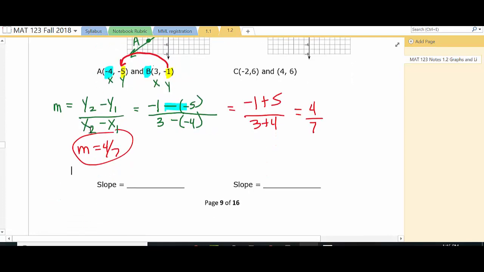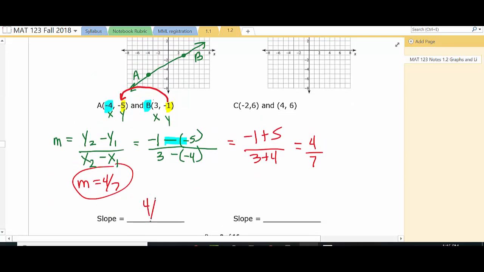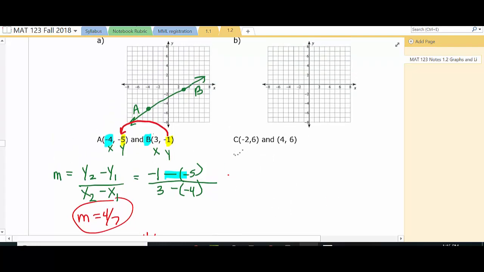All right, so let's go to this next one. That one would be 4/7. Let's do this next one and make sure we can do it okay. We'd have the point -2, 6. You would go left 2, up 6. That's where your point A is. Then you go right 4, up 6. That'd be your point B.